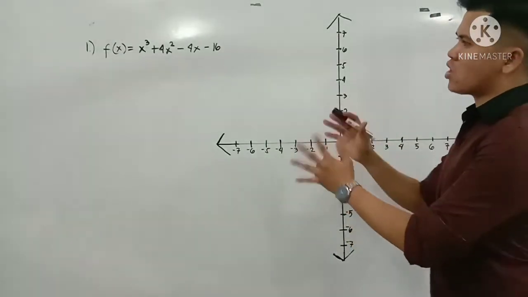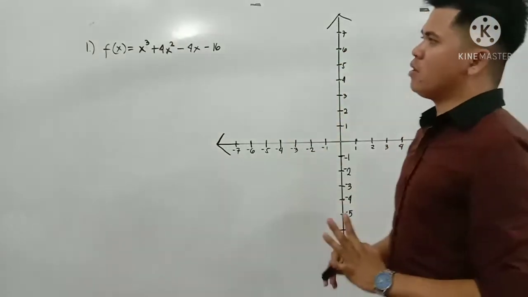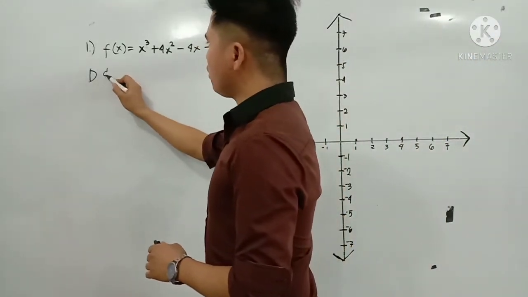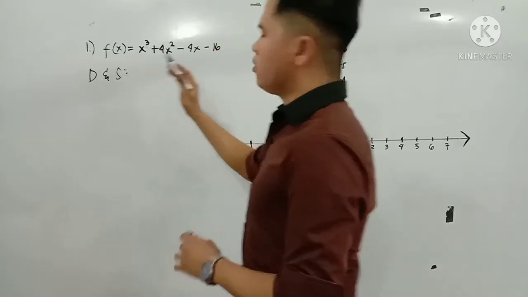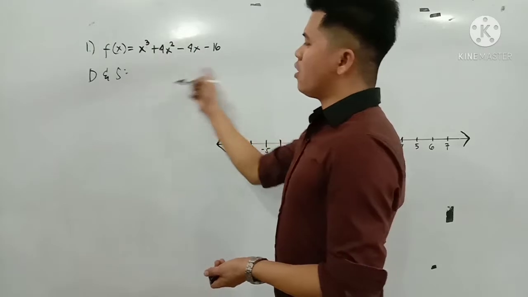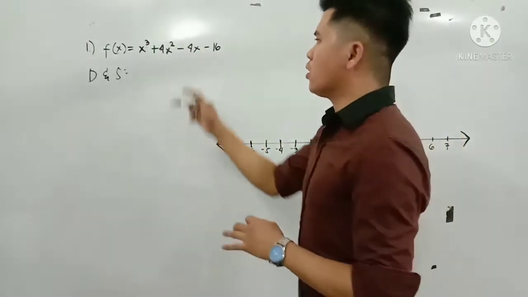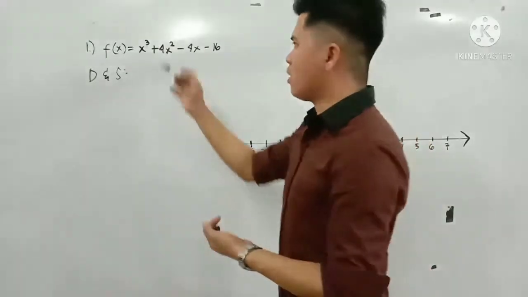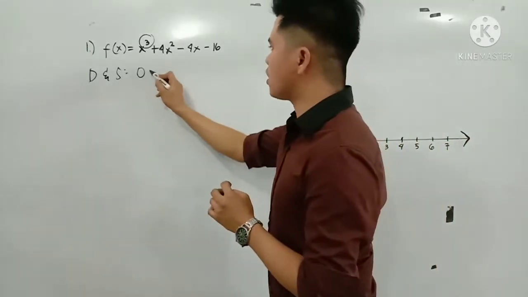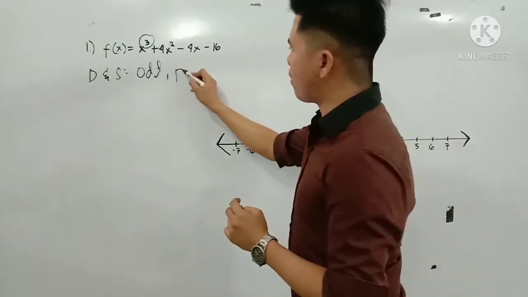So before we can sketch the graph, we have to know some important features of this given polynomial function. So first is the degree and the sign of the leading coefficient. Remember, our degree is either an even or odd number. The degree is the highest exponent, and the highest exponent is 3. Then 3 is an odd number, so therefore the degree is odd. Then the sign of the leading coefficient here is positive.